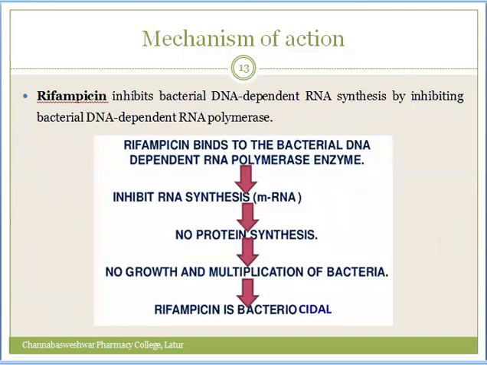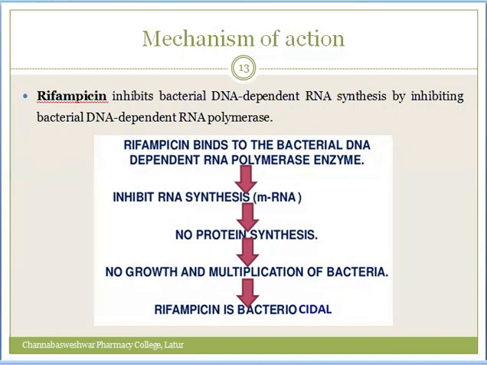Now we will discuss the mechanism of action of rifampicin. Rifampicin inhibits bacterial DNA-dependent RNA synthesis by inhibiting the DNA-dependent RNA polymerase enzyme. During protein synthesis, we already know that mRNA is synthesized from DNA by the activation of the enzyme RNA polymerase.